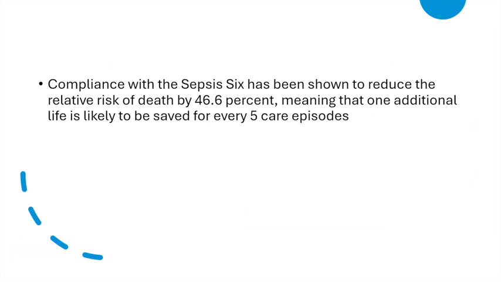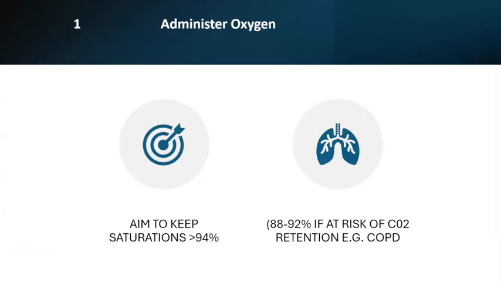Compliance with the sepsis checks has been shown to reduce the relative risk of death by 46%. It means that one additional life is likely to be saved for every 5 care episodes. Okay, let's go one by one. We'll see what we see.